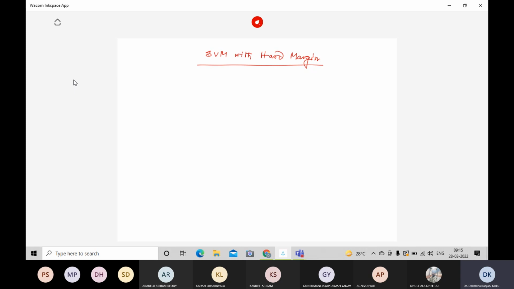So in the last class, which was held offline, we started discussing about SVM with hard margin. Okay, and for that we have derived the equation for the classifier, considering there are no misclassifications.